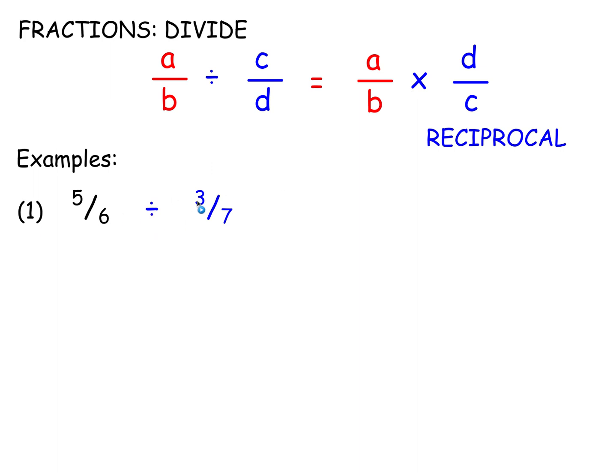5/6 divided by 3/7, change it to multiplying by 7/3. And then you do what you did before, 5 sevens in the top, 6 threes in the bottom. Don't cancel down at the division stage. You can cancel down at the multiplication stage.